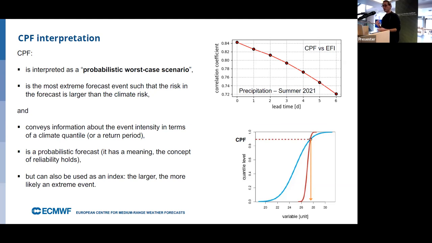But looking at an index might also be an interesting thing. If you have users or the public that are not familiar with probability theory, it could be an asset to have an index and just say, okay, you look at this number, and the larger it is, the more likely you are to see an extreme event. It's a simple way to look at it.